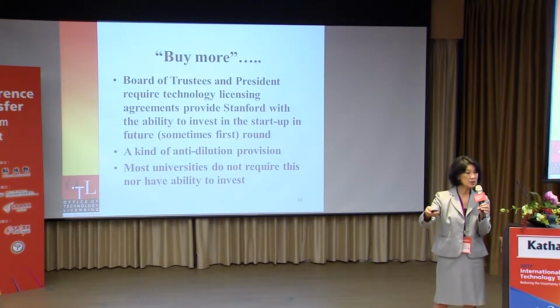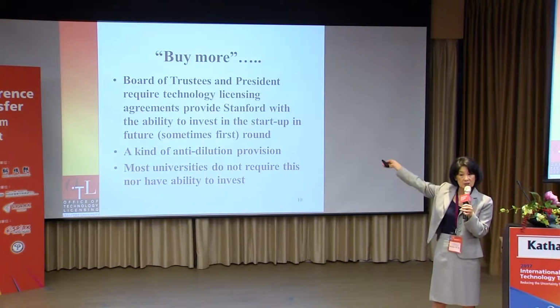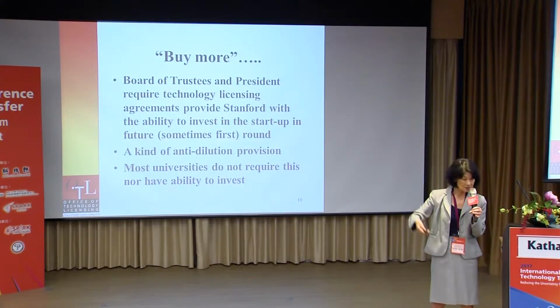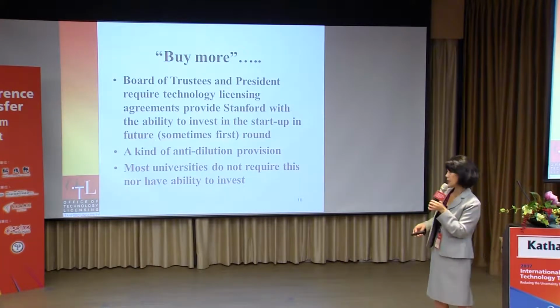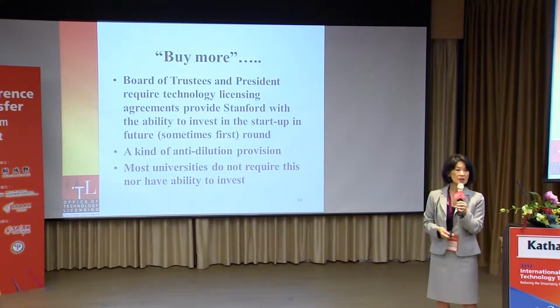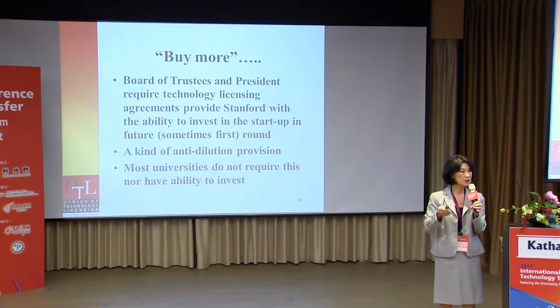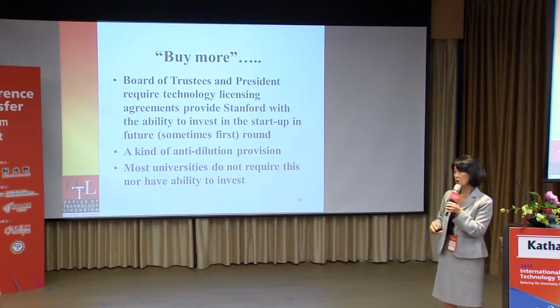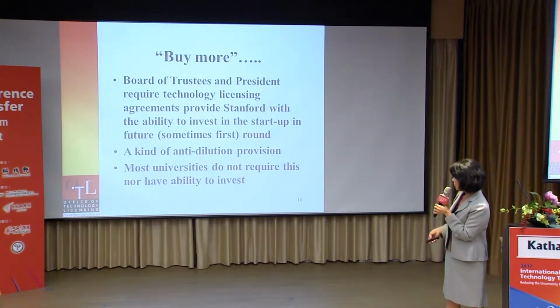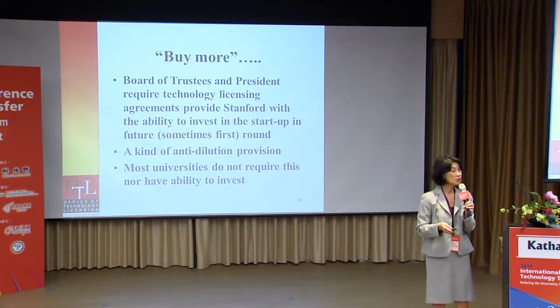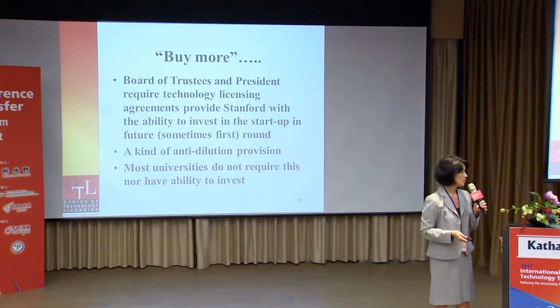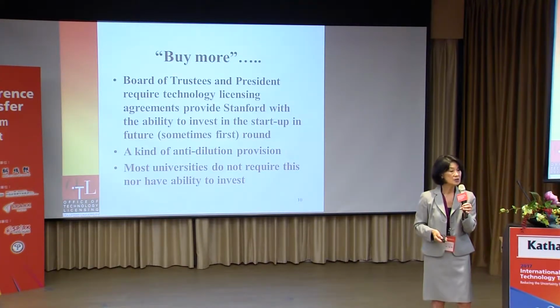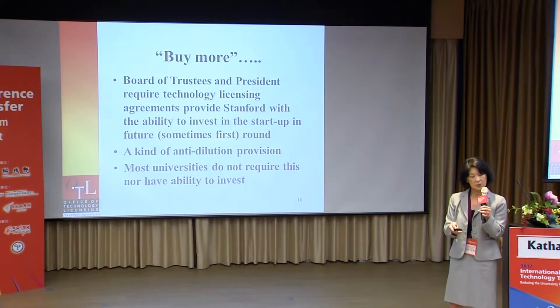In a license agreement, the equity is partial consideration for the license. This buy more clause is actual Stanford cash that we put into the company. And it's sort of an anti-dilution provision. We should be able to invest at least 10% of the round to keep our prorated share of equity. Most universities do not require this. Most universities do not have funds to invest in the startup. So again, Stanford is a little bit unique in that.